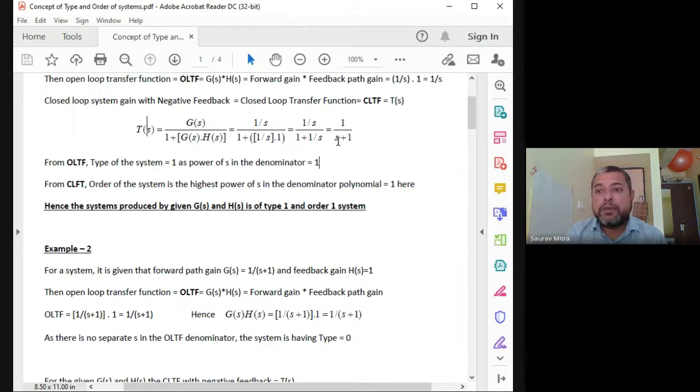That means S is equal to -1. That means the open loop pole of S is equal to 0, which was marginally stable, is shifting to S is equal to -1. So it is becoming a stable pole.